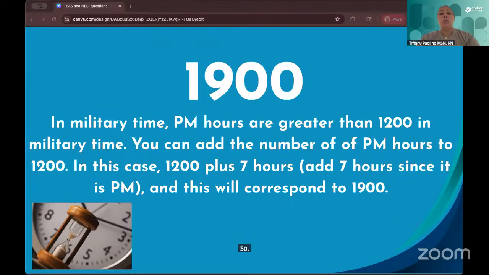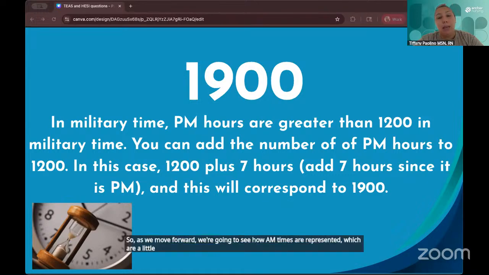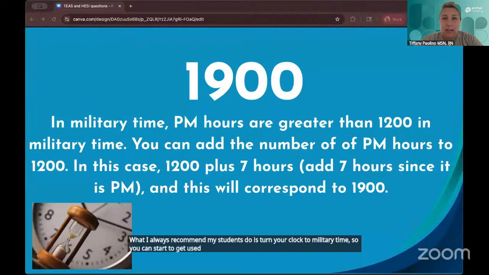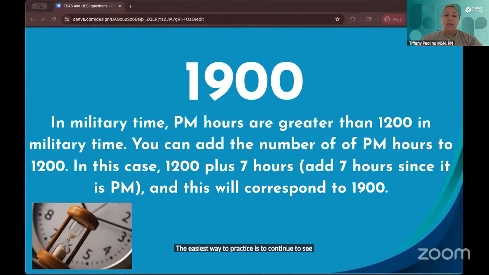This method ensures that every hour is clear and consistent. As we move forward, we're going to see how AM times are represented, which are a little different than PM times. Now, any of you who have a cell phone out there, what I always recommend my students do is turn your clock to military time so you can start to get used to what that's like. There's a feature on your cell phone where you can have your clock in military time. If military time is still kind of confusing, the easiest way to practice is to continue to see it.